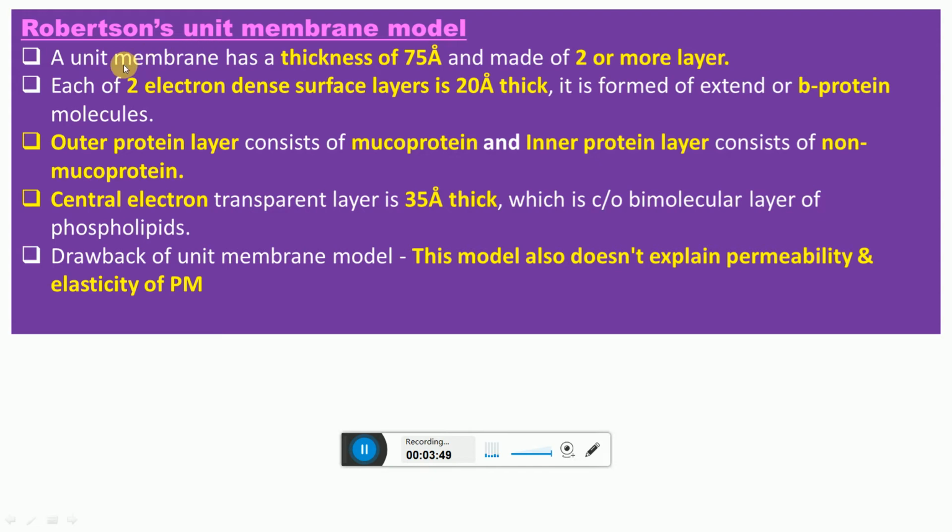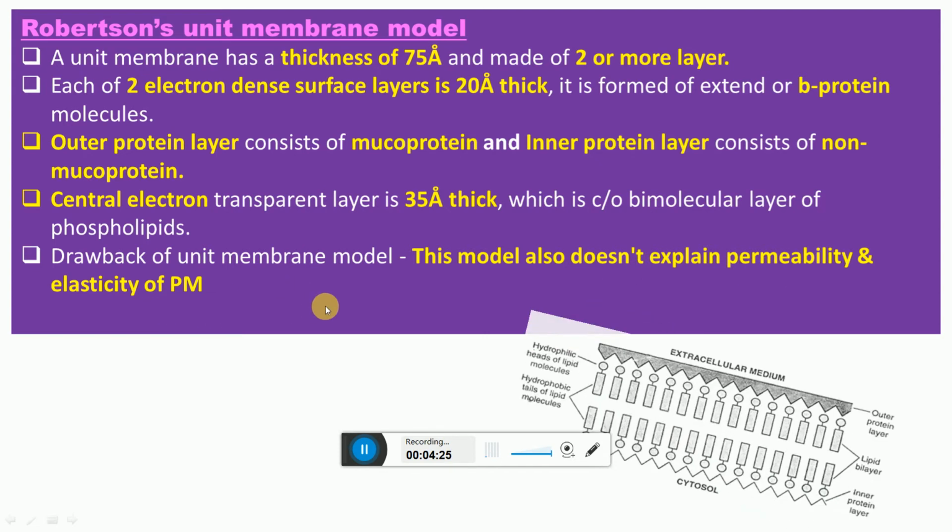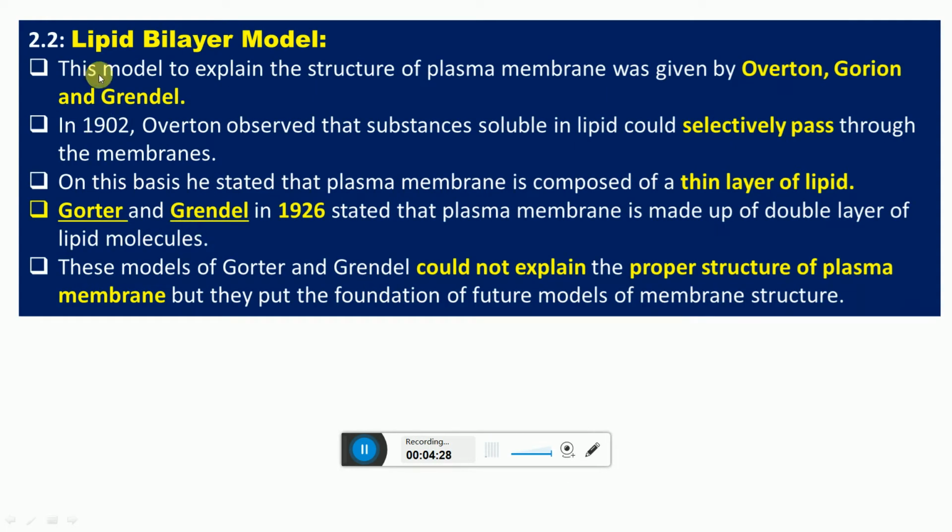In the Robertson unit membrane model, a unit membrane has a thickness of 75 angstrom. Each of the 2 electron dense surface layers is 20 angstrom thick, and is formed of extended beta protein molecules. The outer protein layer consists of mucoprotein and the inner protein layer consists of non-mucoprotein. The central electron transparent layer is 35 angstrom thick, which is a bimolecular layer of phospholipid. The drawback of this model was that it doesn't explain the permeability and elasticity of the plasma membrane. So this is again the same structure of the unit membrane.